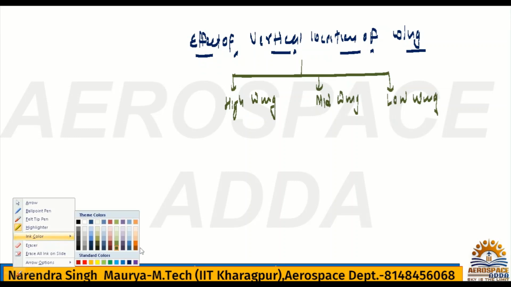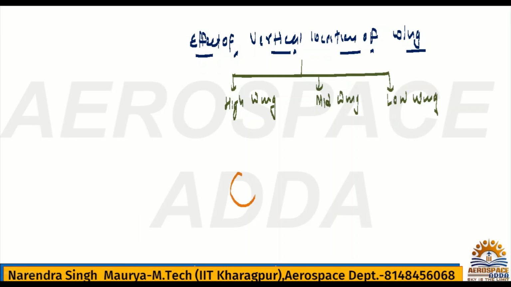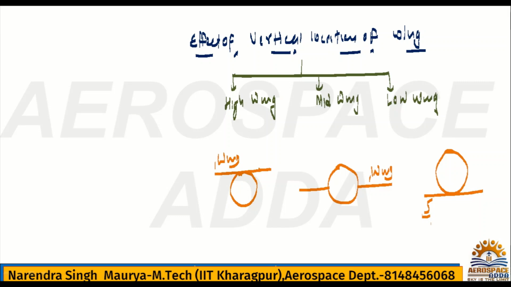High wing means, this is the front view of the airplane. So this is the wing. Okay, this is the high wing, this is the mid wing, this is the wing, and this is the low wing. Okay, these are the various locations, right? This is the front view of the airplane.